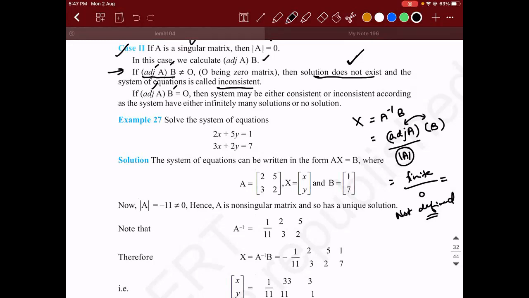Whereas if you have a scenario where adjoint of A into B is equal to 0, then the system may be either consistent or inconsistent, according as the system has either infinitely many solutions or no solution. But as we discussed in the note, in this chapter we are concerned only with equations which have a unique solution. So case 1 and case 2 are needed only for your theory part. So please be careful with it.